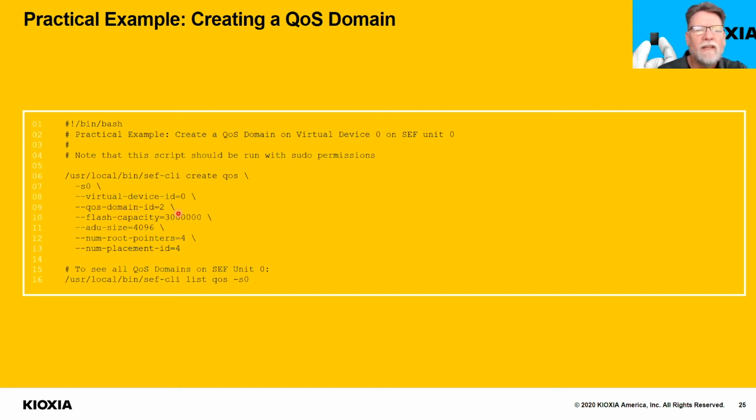And now we're going to assign an ID to the QoS domain. In this case, we're making QoS domain ID 2. We're going to put a capacity limit. And in this case, we are saying that this QoS domain is going to have a maximum of 3 million ADUs, or atomic data units. We're next specifying the size of the atomic data unit as being 4K. And we're going to put in a couple interesting parameters here at the end. The number of root pointers for this QoS domain and the number of placement IDs for this QoS domain.